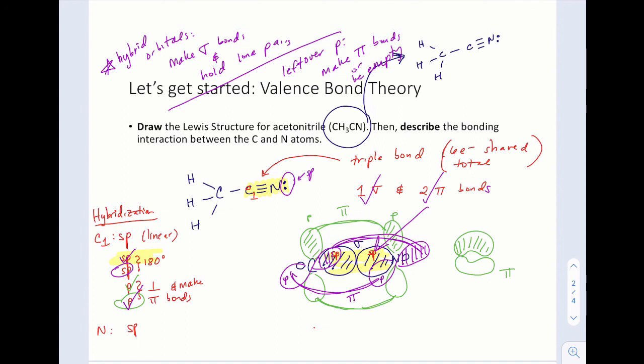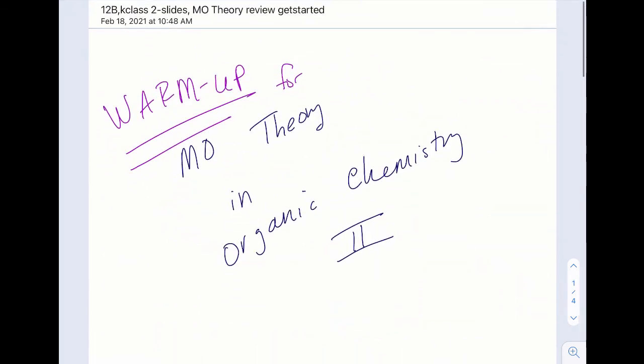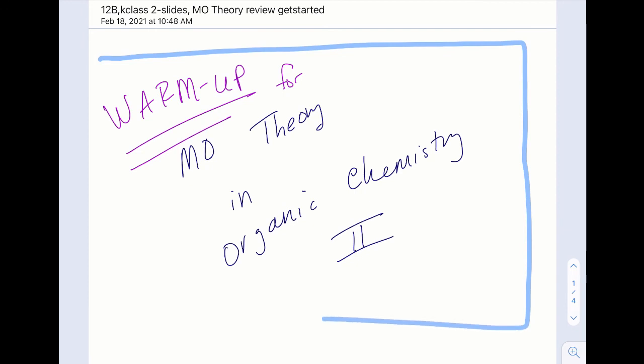All right, let's get going deeper now into how molecular orbital theory is applied and important for organic chemistry too. We're done warming up.